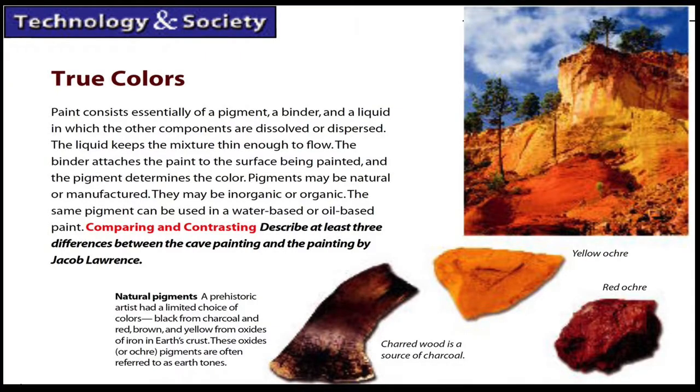Here is an example of how elements are used in nature relative to coloring. Paint consists essentially of a pigment, a binder, and a liquid in which the other components are dissolved or dispersed. The liquid keeps the mixture thin enough to flow. The binder attaches the paint to the surface being painted, and the pigment determines the color.